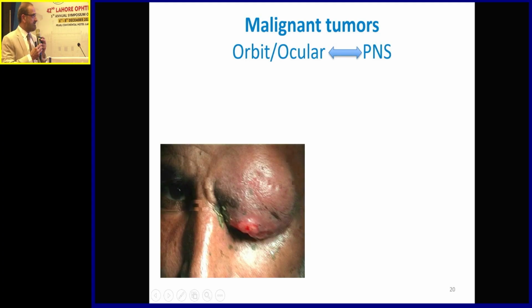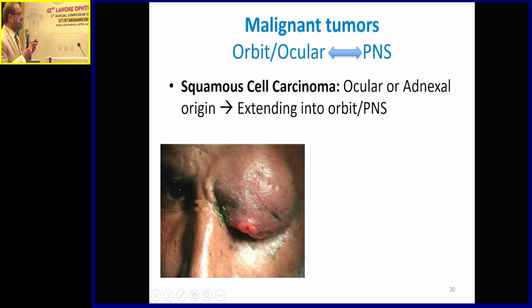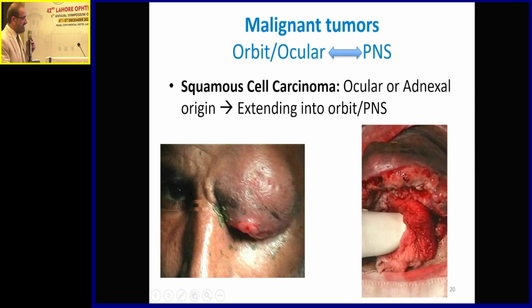Malignant tumors like squamous cell carcinoma, you can see the herbal remedy she has applied on the face. So these are different factors that delay the approach of that patient, and she came to us with advanced orbital squamous cell carcinoma.